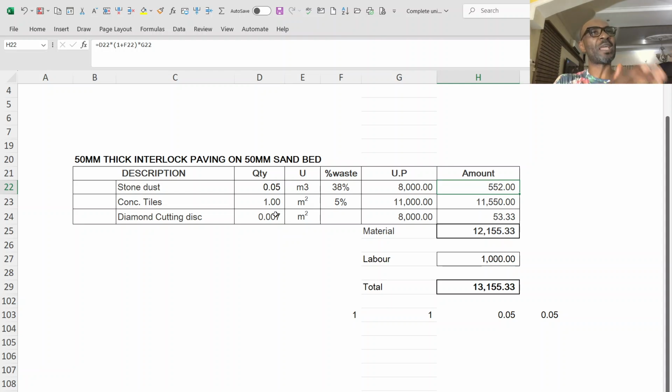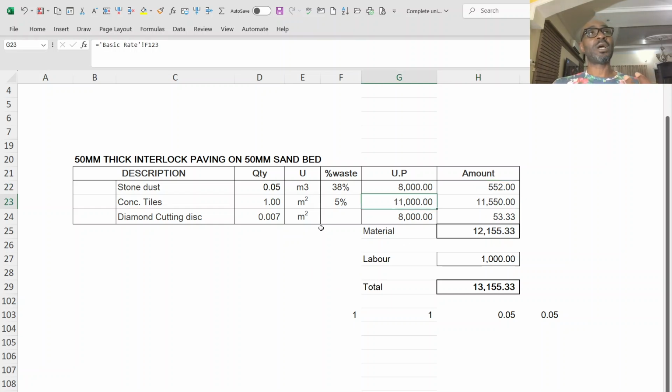So you want to buy a particular shade of interlock, you'll be given the pieces that will be enough to cover up a square meter if you're buying a square meter. But if you're buying above 1 square meter, they know the numbers they are going to give to you. And the cost per square meter is 11,000.